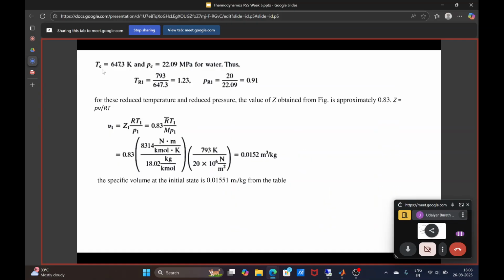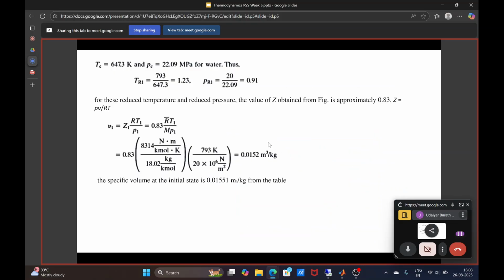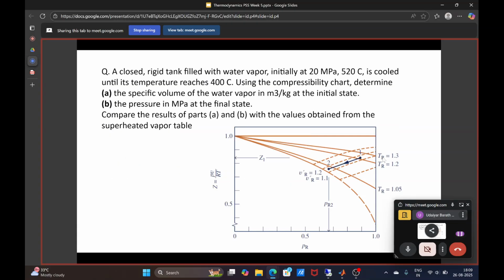So the first case is, your critical temperatures are given. For water vapor, it is 647.3 Kelvin and the critical pressure is 22.09 megapascal. So with that, the reduced pressure will come out to be 1.23 and reduced temperature is 0.91. So from the chart, the Z value here at 1 is 0.83.